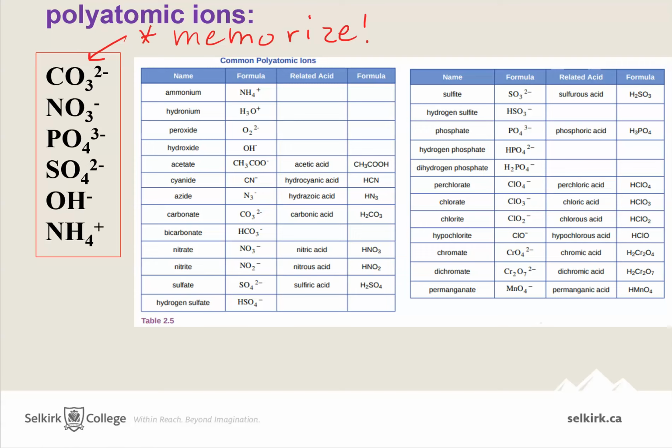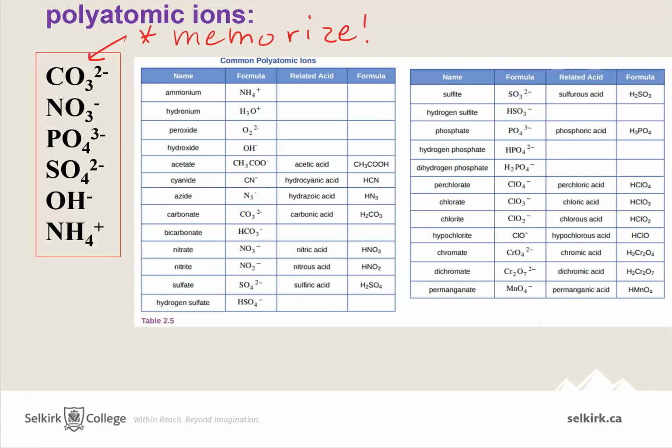So CO3 is carbonate, NO3- is nitrate, PO4 is phosphate, SO4 is sulfate, OH- is hydroxide, and NH4+ is ammonium.